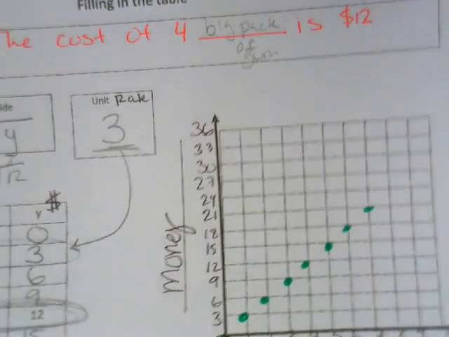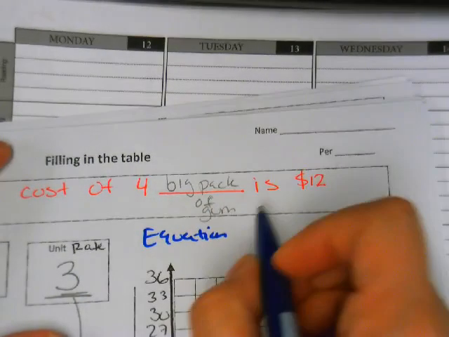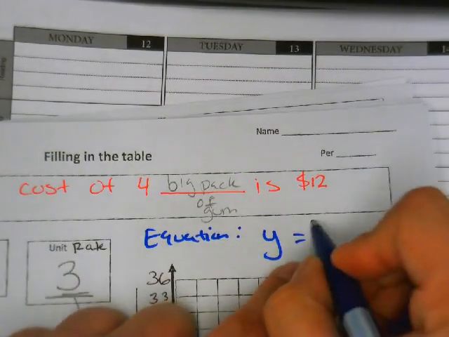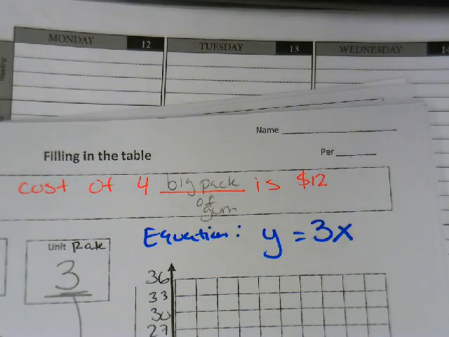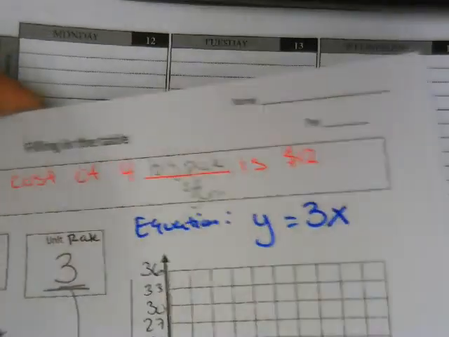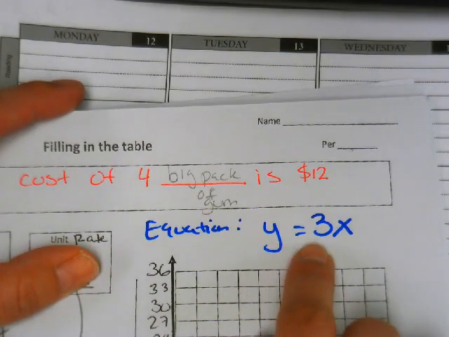So your equation for this problem, I'm going to write it up here. You guys made it way too hard. I literally said y equals 3x. That's it. You're done. y equals 3x, period. We're done. It will always be y. It will always be x. The only thing that changes is your unit rate, so that will keep changing every single day.